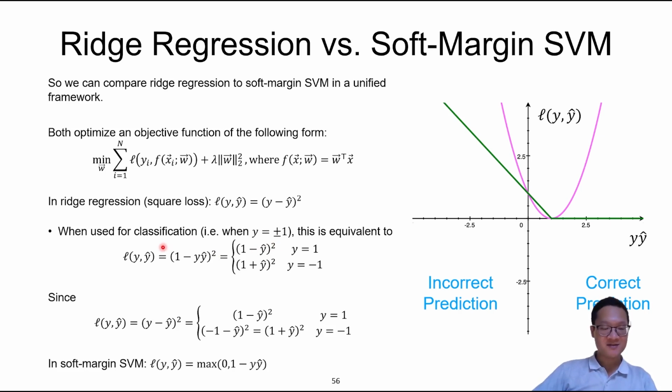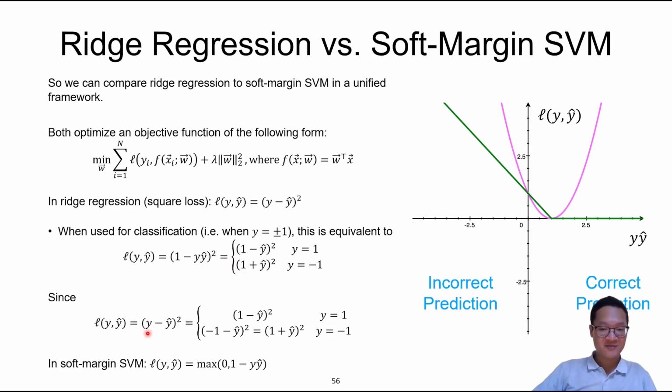The way we can see this is to try both. I guess we did it a different way on the written notes, but on the slides, we're going to do it in a different order. So let's just start from the 1 minus y hat squared, plug in plus minus 1, and we do get the two cases where when y is equal to 1, we have 1 minus y hat squared, right? Just plugging in 1 here. And when y equals negative 1, we have 1 plus y hat squared. So that is actually 1 minus y hat squared.